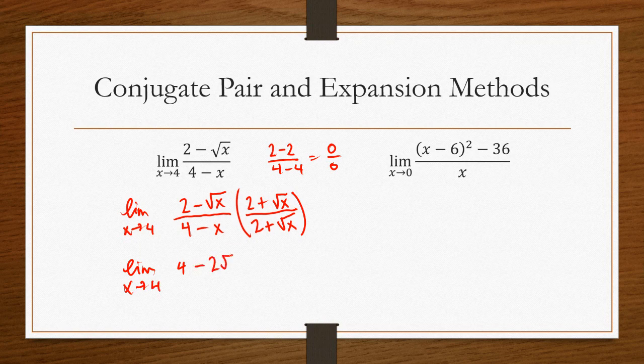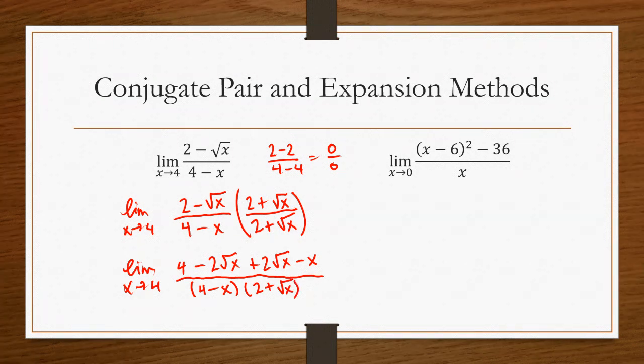Minus 2 root x plus 2 root x minus root x times root x would be x. And then in the denominator, I'm going to just leave things the way they are. The reason I'm leaving things the way they are rather than foiling out the denominator is that foiling can get complicated here. And what I'm hoping happens is that something cancels.